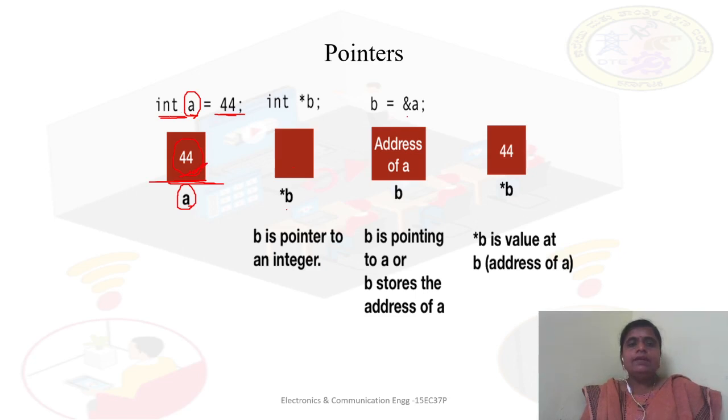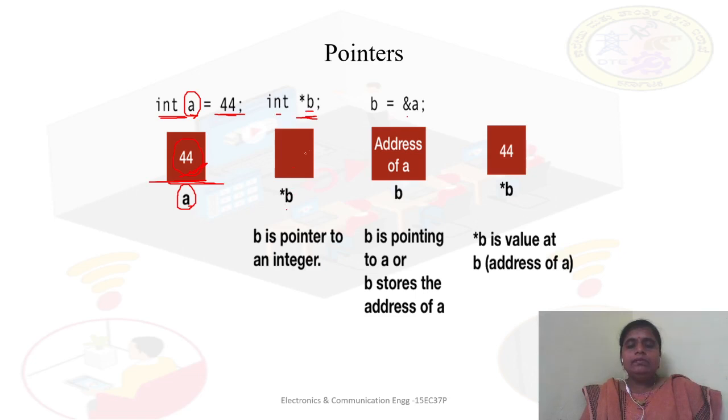So here I have declared integer a and initialized the value as 44. The memory location for a is fixed and the assigned value is written into it. This is the simple declaration. Now, when I go for a pointer, if I write star b, it means I have declared b as a pointer. Here b is an integer pointer which points to an integer.